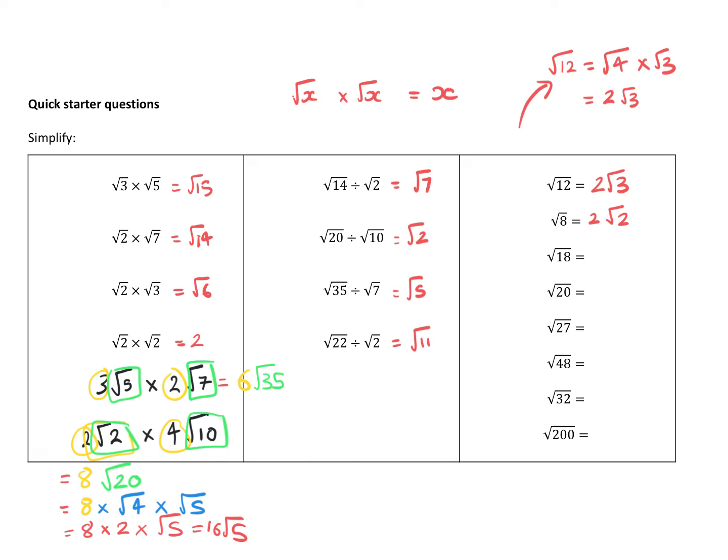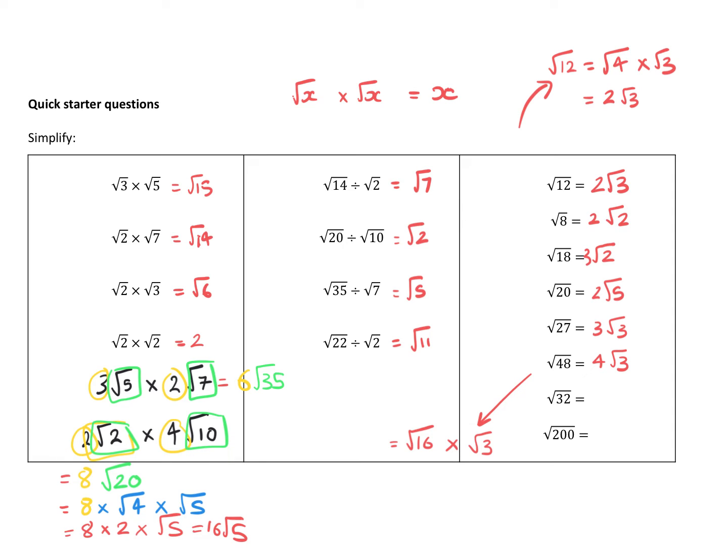Root 18 is 3 root 2. Root 20 we just did previously, and that is 2 root 5. Root 27 is 3 root 3. Now root 48, we actually did this one in class. You don't want to break it down into root 4, root 12 because the biggest square factor for 48 is 16. So you want to start with root 16, root 3, and then it simplifies to 4 root 3.